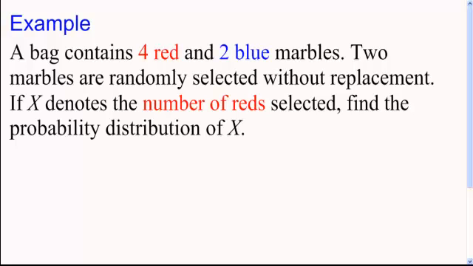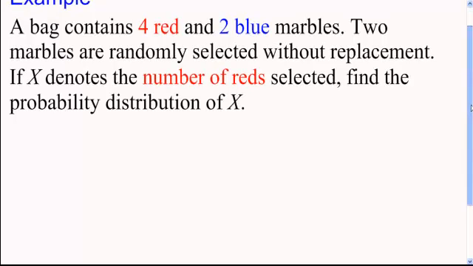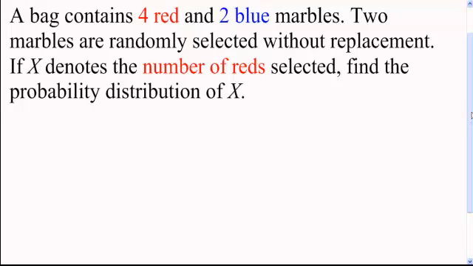One last example. We've got some marbles. We are doing this without replacement. These are discrete items. X denotes the number of reds that are selected. Find the probability distribution of X. To begin with, I've got two different cases. I'm picking two marbles. If I get a red marble initially, there's a 4 out of 6 chance. Or I can get a blue marble, which is a 2 out of 6 chance.